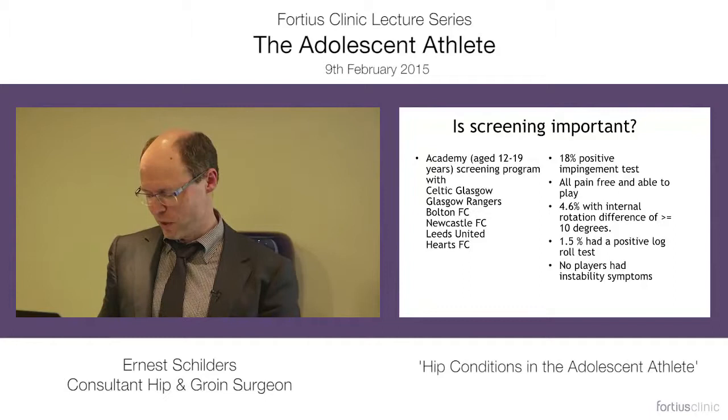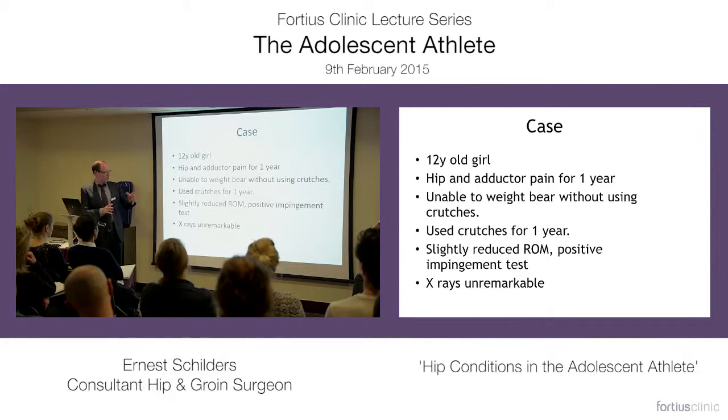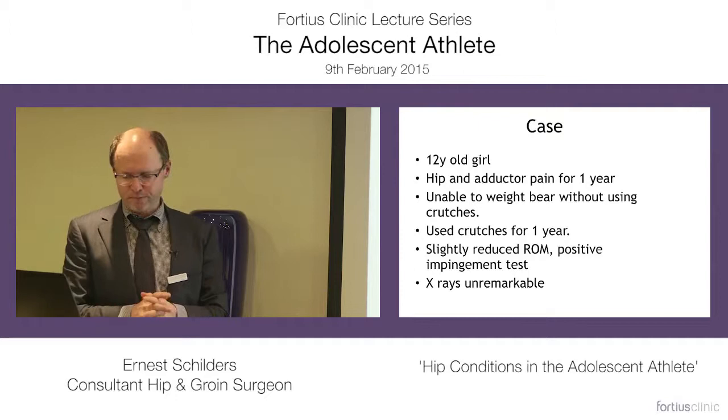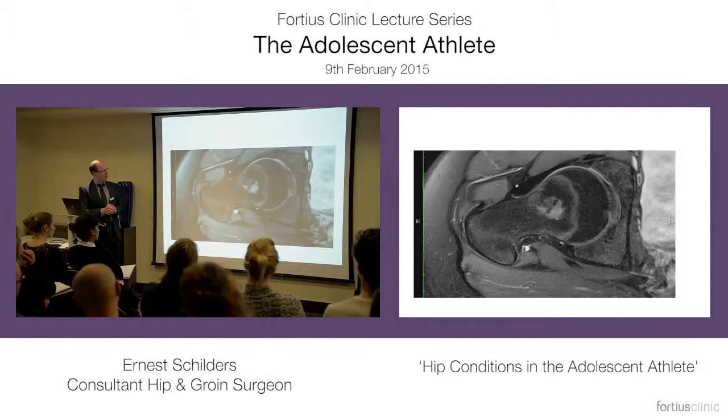Sometimes the diagnosis is not straightforward, and so this is an example of a 12-year-old girl who had hip and adductor pain for about a year. She was unable to weight bear without using crutches, which she had used for about a year. She had slightly reduced range of motion, a positive impingement test. X-ray didn't really show anything abnormal, and this was her MRI scan. And this is where the confusion started, because you see that white spot, area of increased intensity.